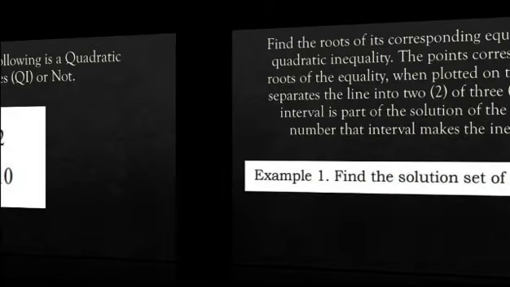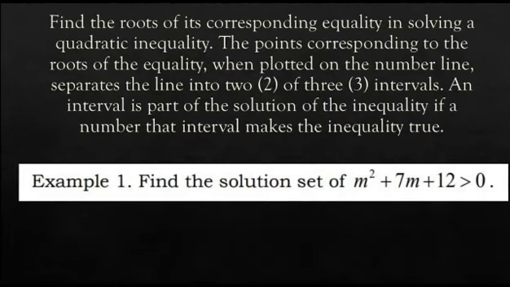Let's now go over finding the solution set of a given quadratic inequality. Find the roots of its corresponding equality in solving a quadratic inequality. So we're going to transform first an inequality to an equality so that we could find its roots. The points corresponding to the roots of the equality, when plotted on the number line, separate the line into 2 or 3 intervals. An interval is part of the solution of the inequality if a number in that interval makes the inequality true. So we're going to have a case-to-case checking later when we solve the quadratic inequalities.